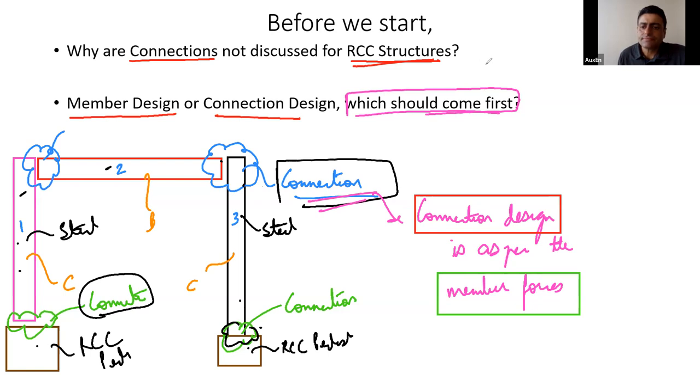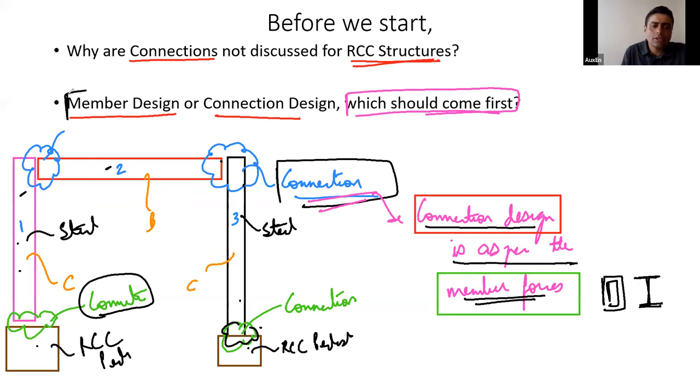Also your connections have to be designed for a particular member size. For example, if I'm using hollow sections in my column and hollow sections in my beam, the connection type will be different. If I'm using an I section for my beam and I section for my column, the connection type will be different. So connection design is to be done as per the member forces, and it also depends on the member type. So in a way, member design has to be done first, and then connection design follows later.